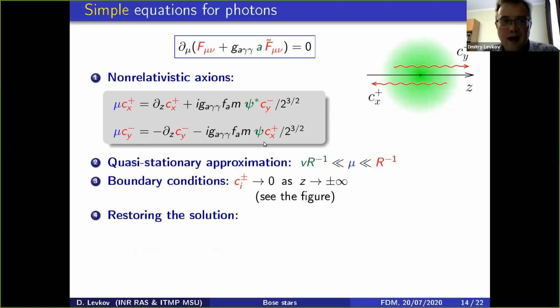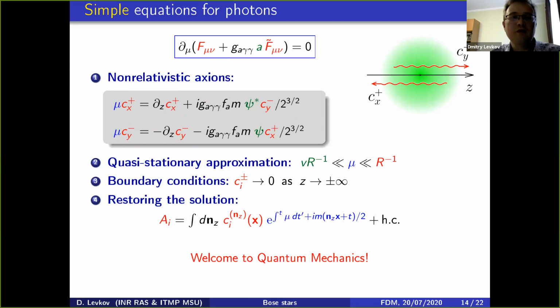Okay. Boundary conditions for these equations are easily deduced from the picture. Waves do not come from infinity. C minus should be 0 on the left-hand side of the picture, and C plus should be 0 on the right-hand side of the picture.